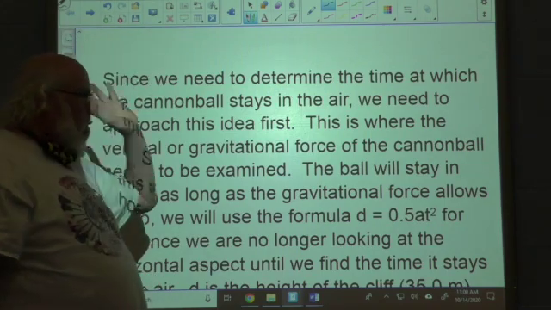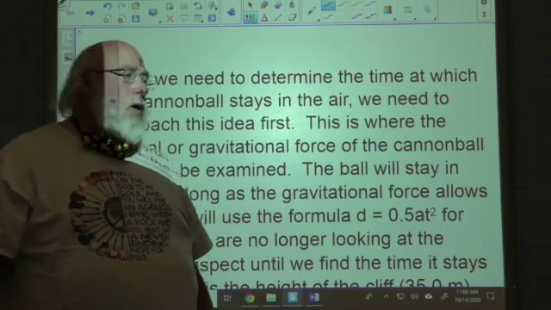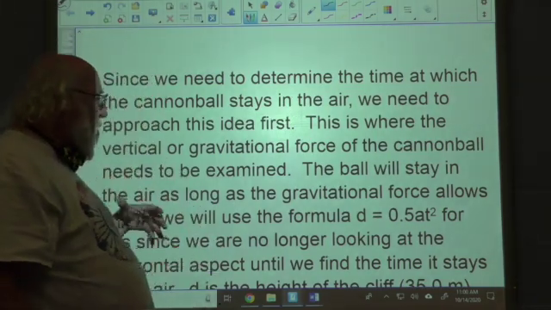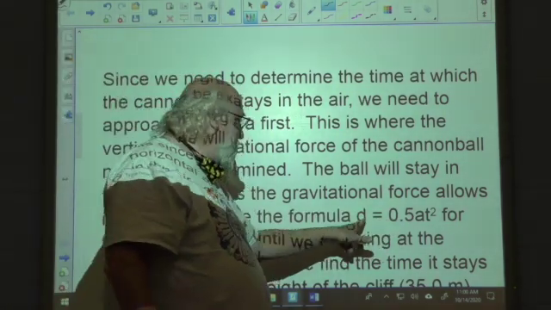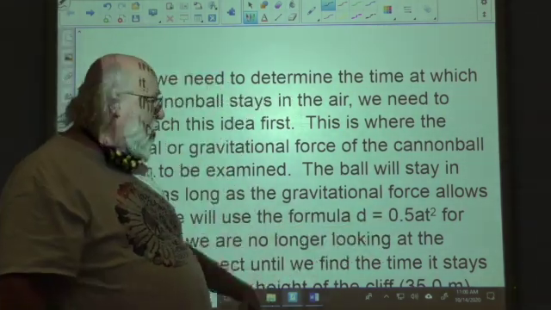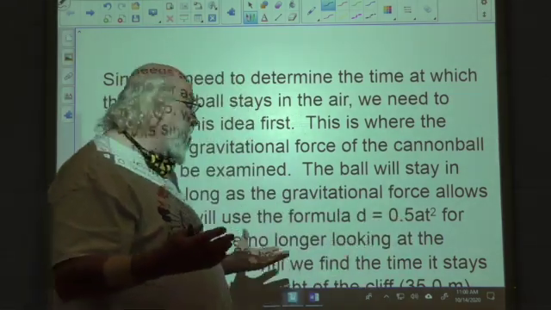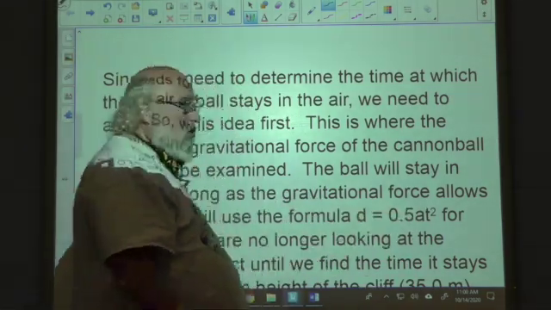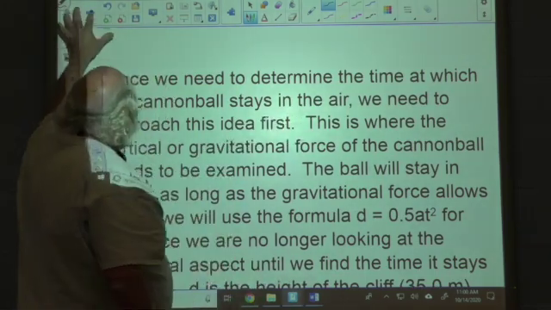So we're going to deal with the distance formula of 1/2 at squared for determining the time it takes. We know the distance is 35 meters, that's how high the cliff is. The acceleration, of course, is g, and that's 9.80 meters per second squared. So we're going to solve for t squared to figure out the amount of time it's going to take for it to stay in the air. So let's do that real quick.